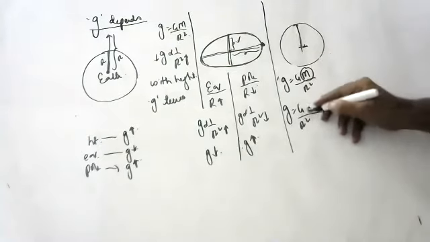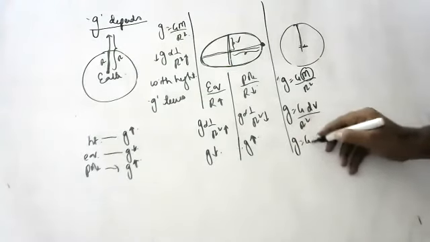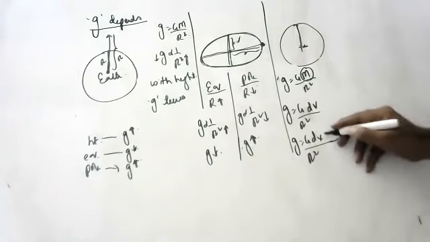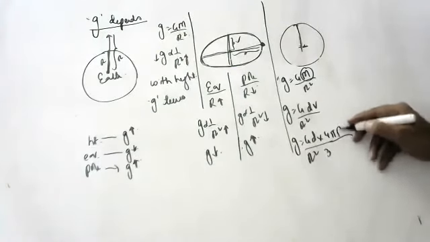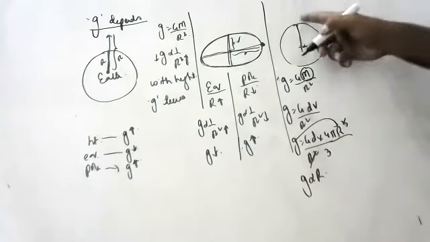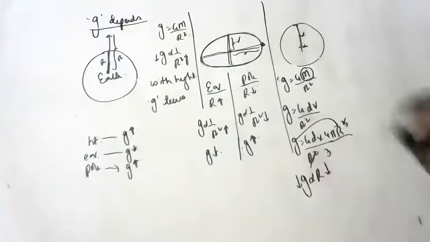Mass is equal to density into volume. Can anyone say what is the volume of a sphere formula? 4 by 3 pi r cube. Pi r cube. This and this cancel out. So g is directly proportional to radius. So in the case of the body going down, as radius is decreasing, g also decreases.